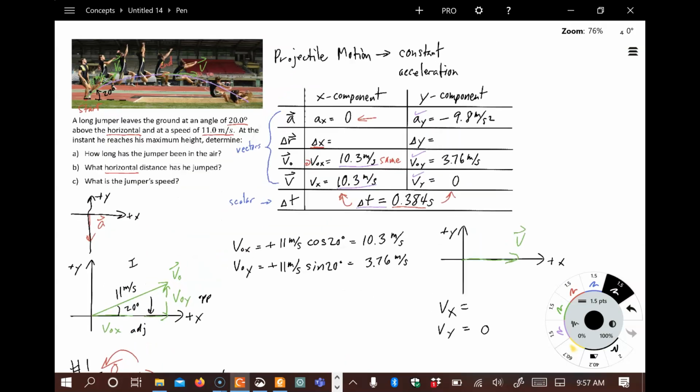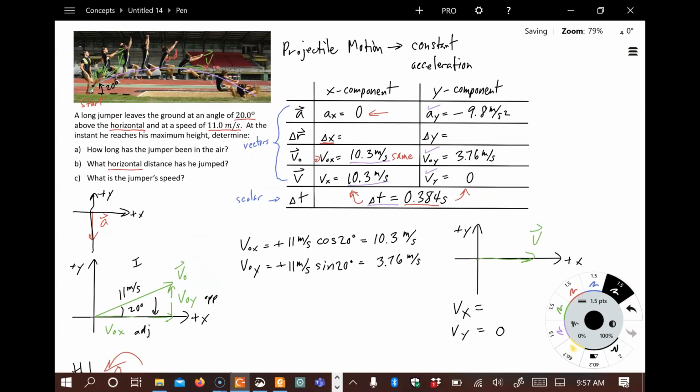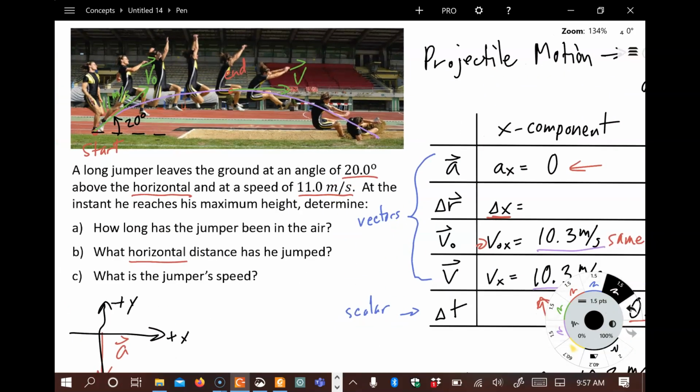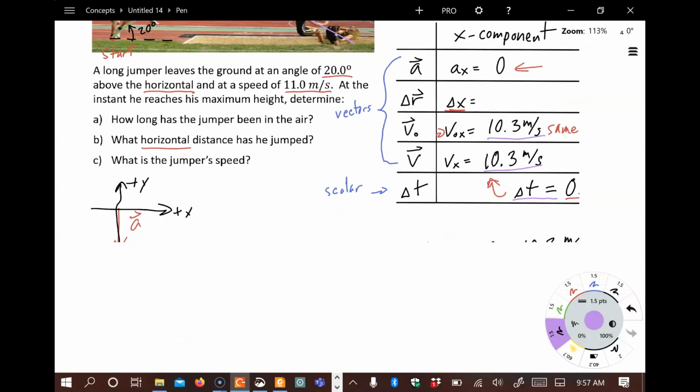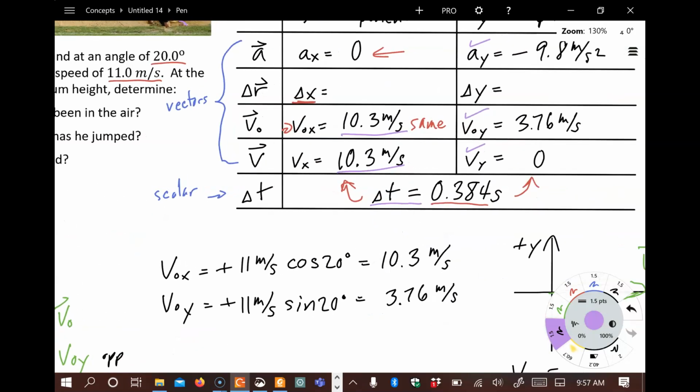Okay, finally we've got one more question we need to answer now. What is the jumper's speed at the maximum height? So we are looking at the magnitude of the velocity vector, right? So here's your velocity vector, final velocity at the top. Speed is just the magnitude of that vector, or we can write it like this. Either way, same thing. So let's look at the final velocity vector. Here it is. And so remember, we're going to use the Pythagorean theorem. In fact, it'll be easy because one of the values is already 0.